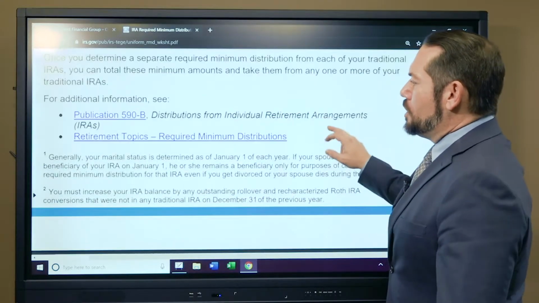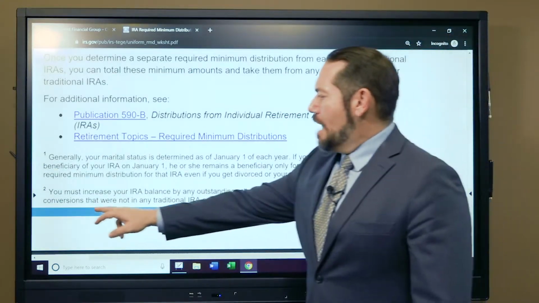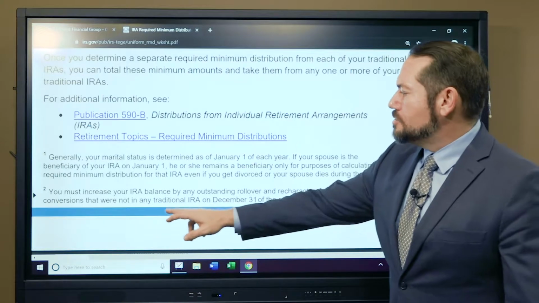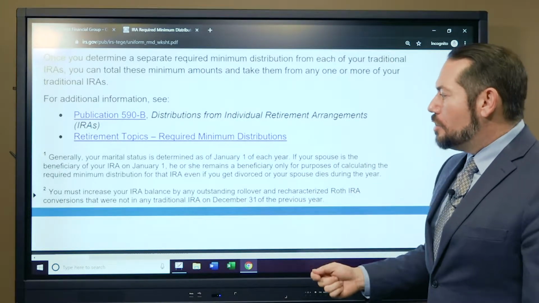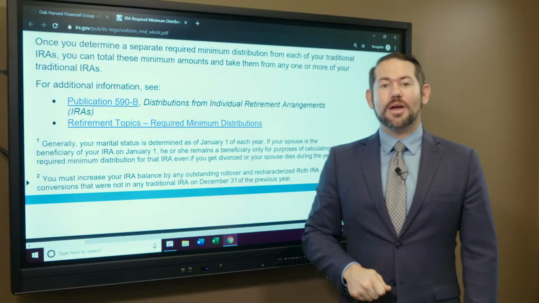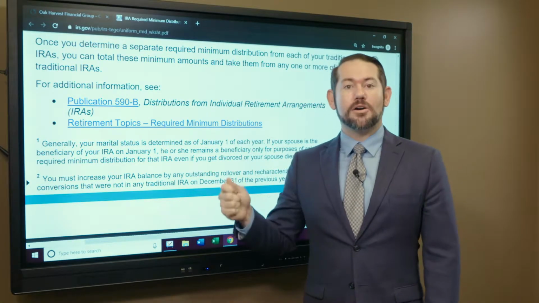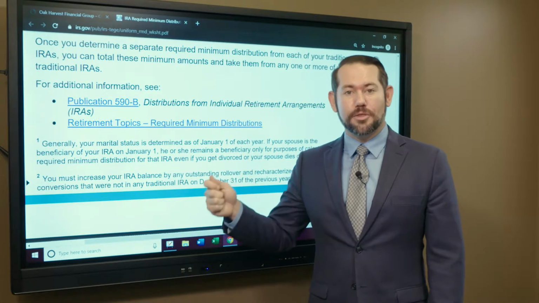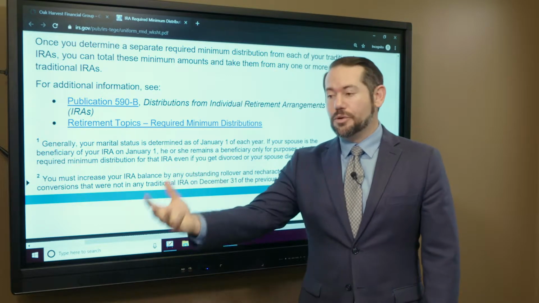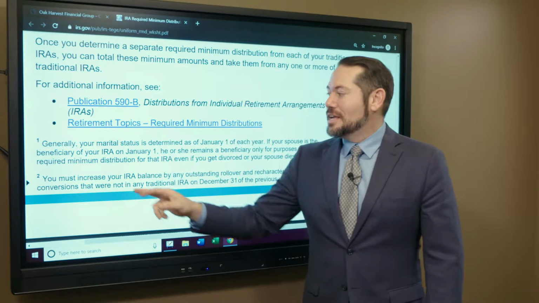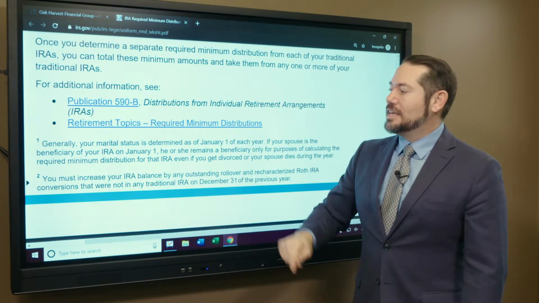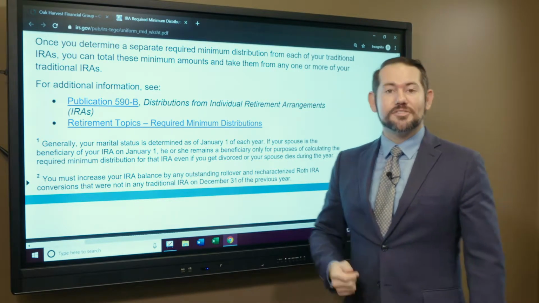One thing to keep in mind here, they have this caveat at the bottom of the worksheet. It says you must increase your IRA balance by any outstanding rollovers that were deposited into your IRA that were not calculated as part of the IRA account balance as of December 31st of the prior year. So if we roll money into that IRA and it wasn't there on December 31st, the IRS says that we have to add that into our IRA balance when we're doing this calculation.